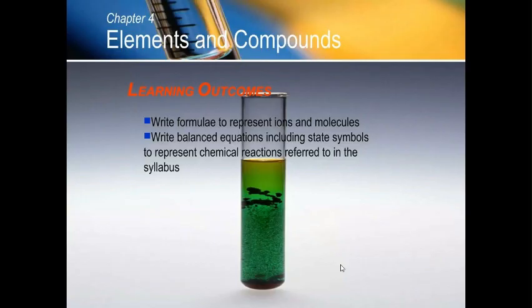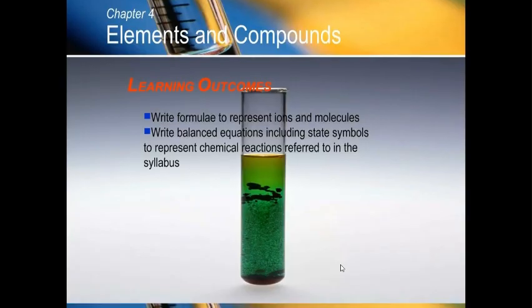We'll be covering elements and compounds for chemistry for CSEC. This is a summation of the Study Prep Guys audiobook on CSEC chemistry. Today the learning outcome is to write formulae to represent ions and molecules. Secondly, our main objective is to write balanced equations, including state symbols, to represent chemical reactions referred to in the syllabus. We're looking at the syllabus, chapter 4, on elements and compounds.